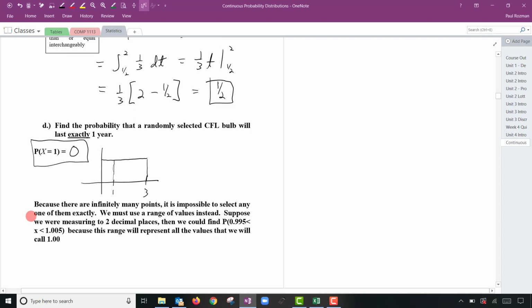We could maybe define 1 year as, I can only measure it. I'm limited by my measuring device. Maybe I can only measure years to 2 decimal places. If that's the case, then 1 year is technically 0.995 up to 1.005. And I could find the area underneath the curve on that tiny range. But you'll still get something pretty small, even if you're talking within the practical limits of your measuring device.